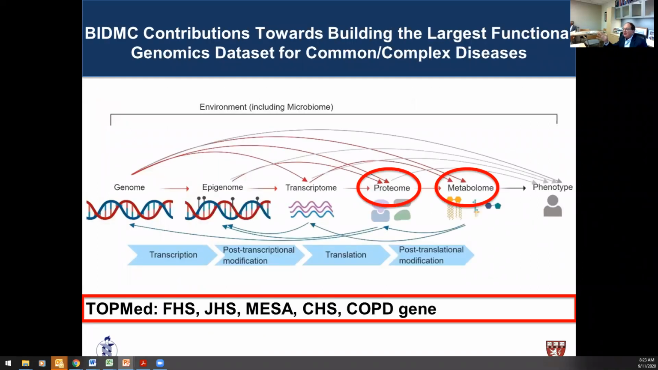So getting back to this figure, where have we participated in TOPMed? I've circled the proteome and the metabolome. In terms of TOPMed, we've profiled, just to give some examples, the Framingham Heart Study, the Jackson Heart Study, the Multi-Ethnic Study of Atherosclerosis, or MESA. We are deeply involved now with the Cardiovascular Health Study, which is a study of aging. It's where all the frailty indexes, or many of the frailty indexes, were originally worked on. So we're very interested in that.